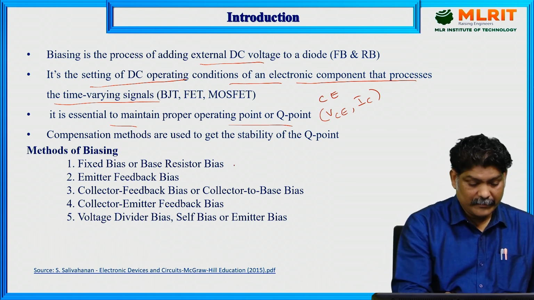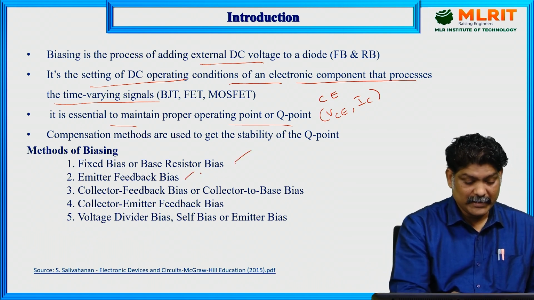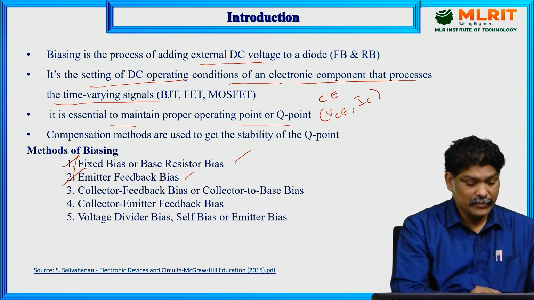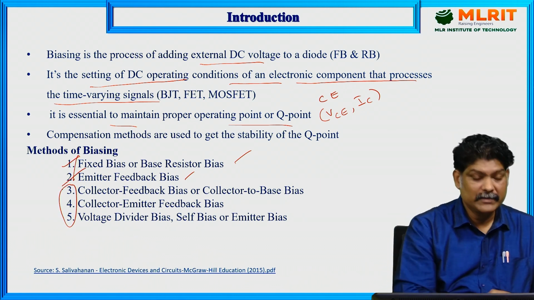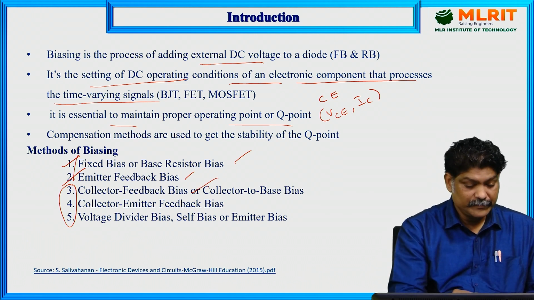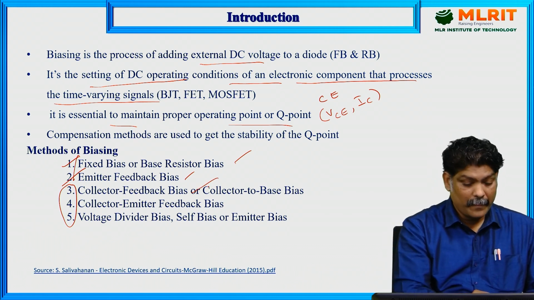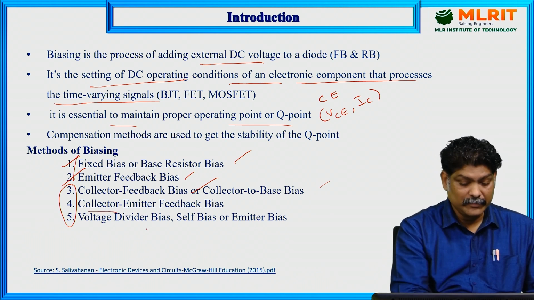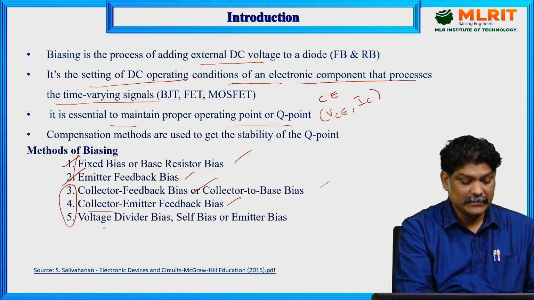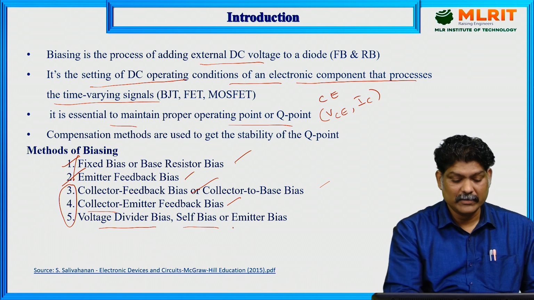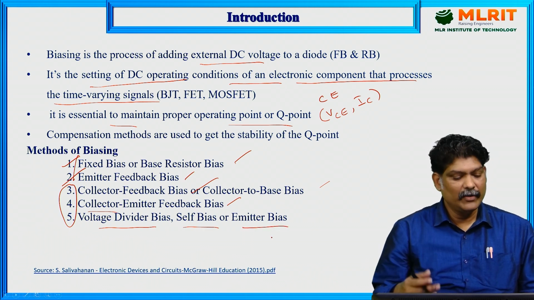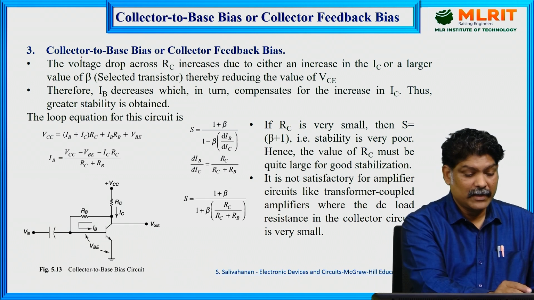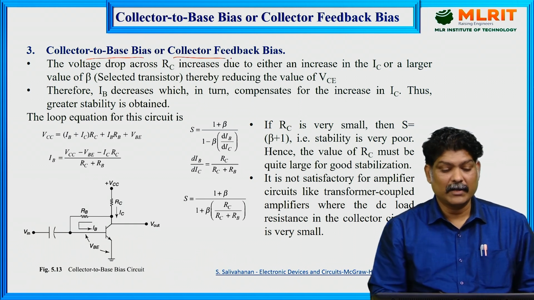These are the different methods. In the previous session we discussed the first two. Today we mainly focus on these three: collector feedback bias, which we can also call collector to base bias, then collector to emitter feedback bias, and voltage divider bias, or self bias or emitter bias, which we can sometimes call voltage follower also. So let us see collector to base bias or collector feedback bias.